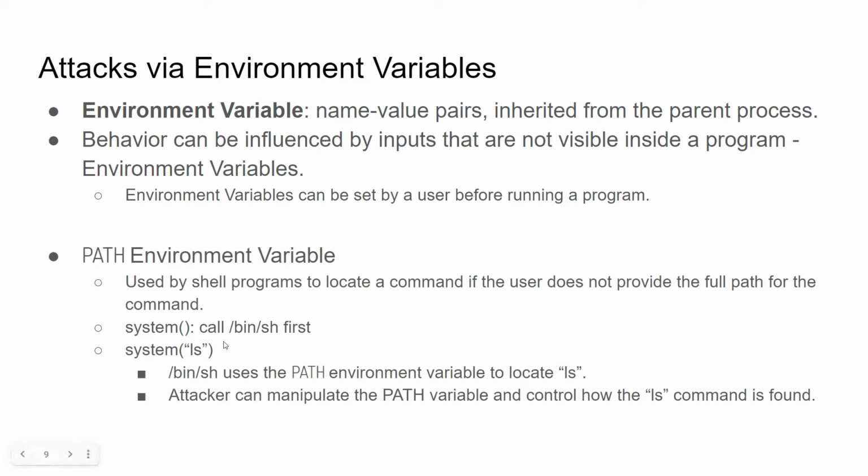When the system function is executed, it will call /bin/sh first. If we call the system function with ls as the parameter, /bin/sh uses the PATH environment variable to locate ls. In this case, an attacker can manipulate the PATH variable and control how the ls command is found, so that their code is run instead of the ls command.